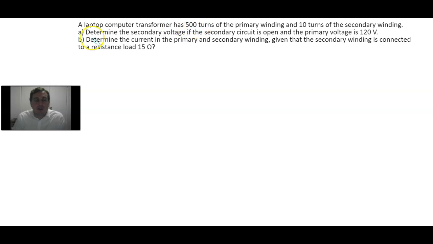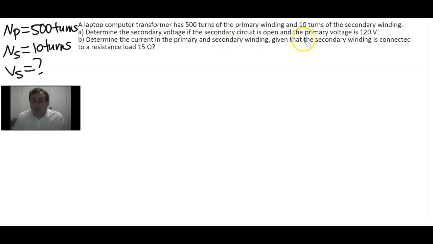So there's 500 turns in the primary. So that's NP is 500. Remember, this is just turns, which is unitless. 10 turns on the secondary winding. So NS on the secondary is just 10 turns. Okay. Determine the secondary voltage. So we want VS, if the secondary circuit is open and the primary voltage is 120 volts. So V primary is 120 volts. Pretty standard for the United States of America.